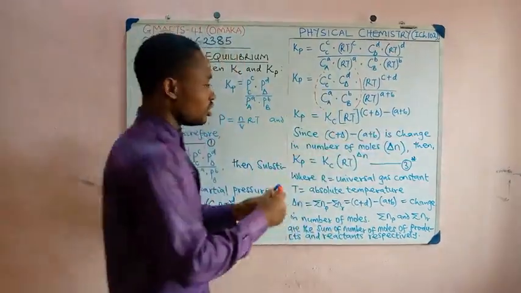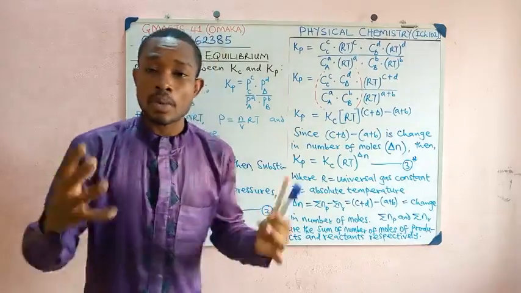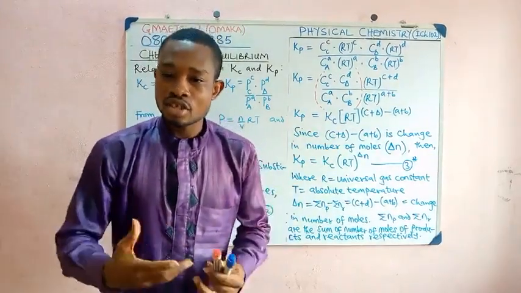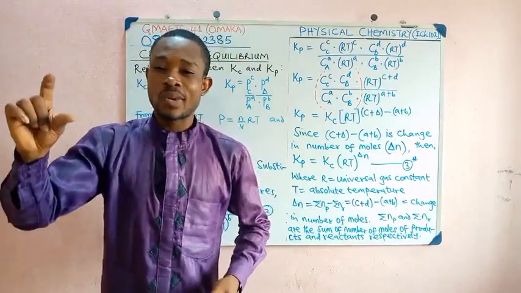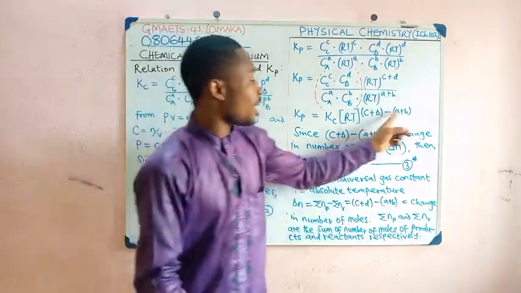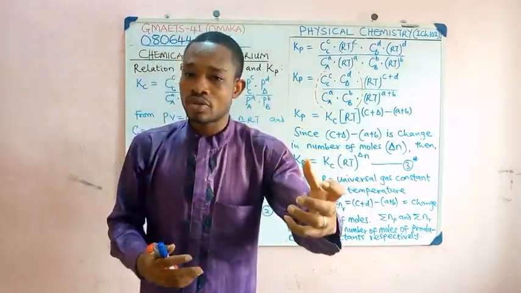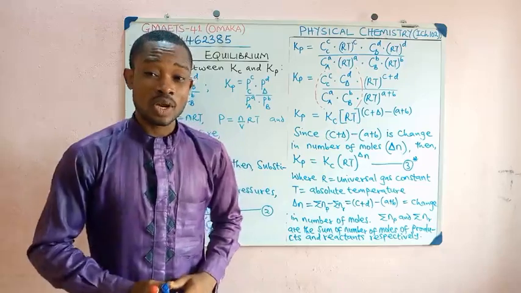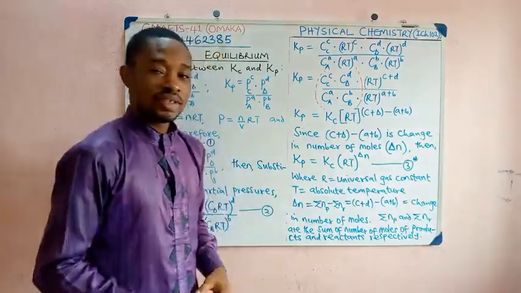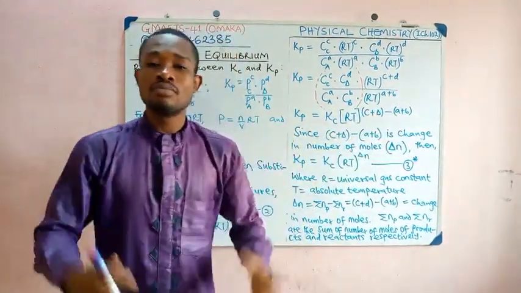And of course, you know that this term, C plus D, is the summation, the addition of the number of moles of the product term in the given equilibrium reaction. And then our A plus B is the summation, the addition of the number of moles of the reactant as given in the equilibrium reaction. Therefore, this term is simply the change in number of moles.